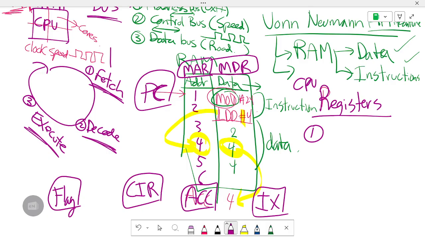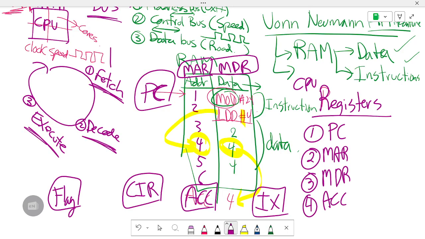So the very first one is PC, then the memory address register, the memory data register, the accumulator, and the current instruction register. You should know what each of these does and the general idea of how the CPU works. Okay? So, I will go through.